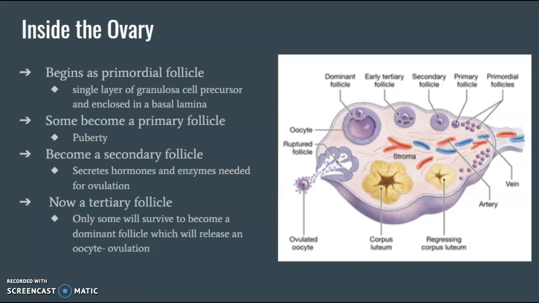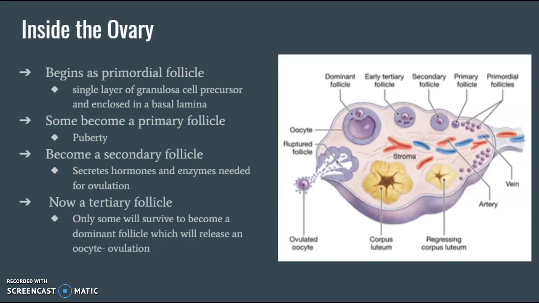So this is what the inside of an ovary could look like at any given time. There are multiple follicles that can be seen at different stages. At birth up until puberty, there are only primordial follicles, which are seen at the top right of this picture, and those consist of a single layer of granulosa cell precursors and is enclosed in a basal lamina. Once puberty sets in, some follicles will become a primary follicle, moving left in the diagram seen.